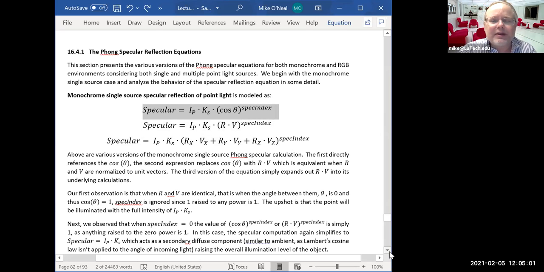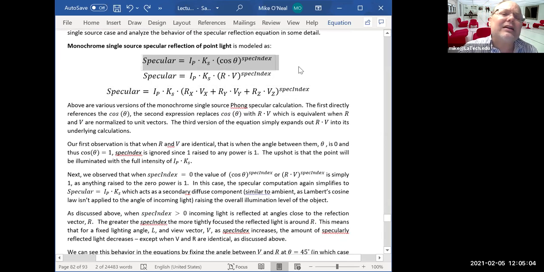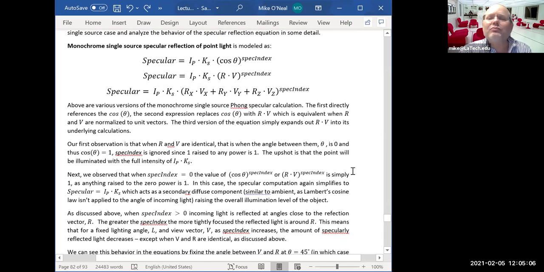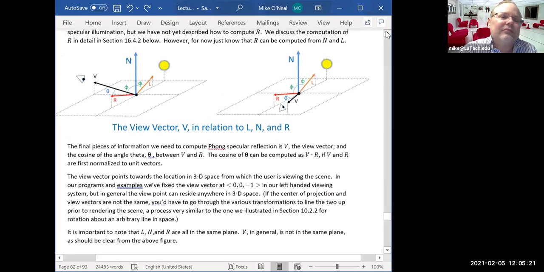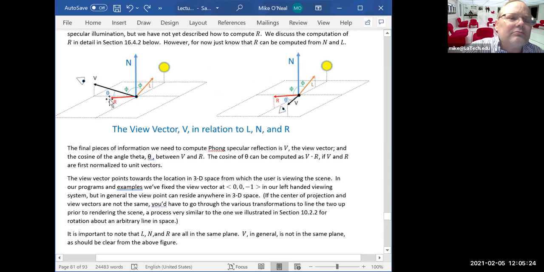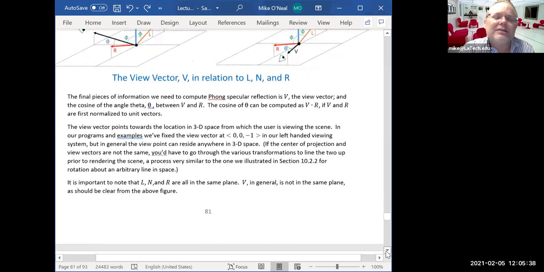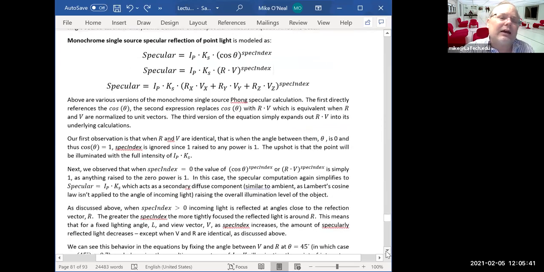Okay, why are you raising it to the power of the spec index? Let's think about, does this math do what we want it to do? The first thing is, if R and V are identical, if my little eyeball is right here, so I'm looking directly into the reflected light. In that case, it doesn't matter the spread of the light because I'm going to see the entire specular highlight.